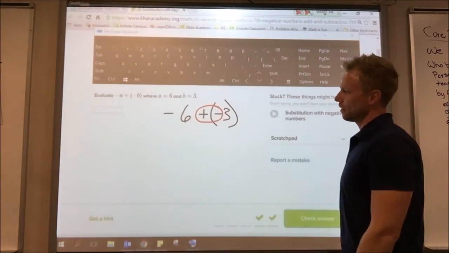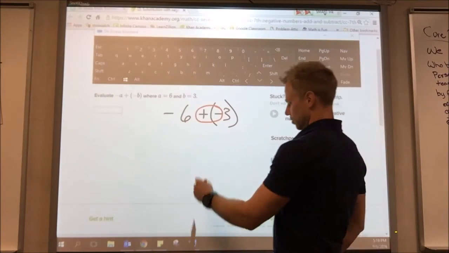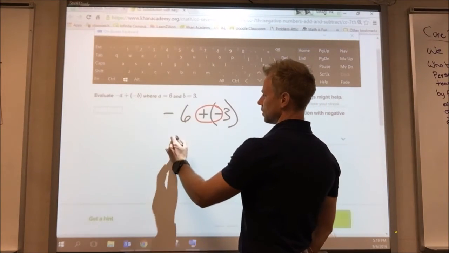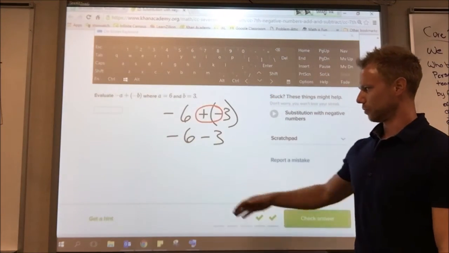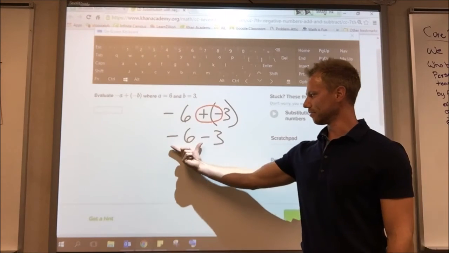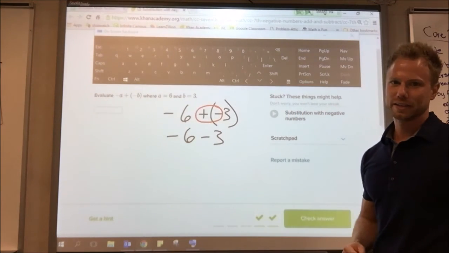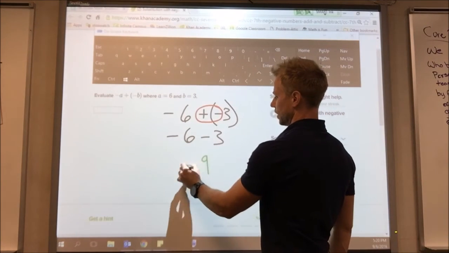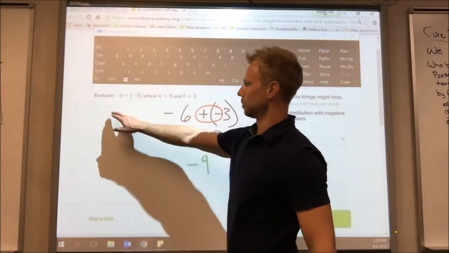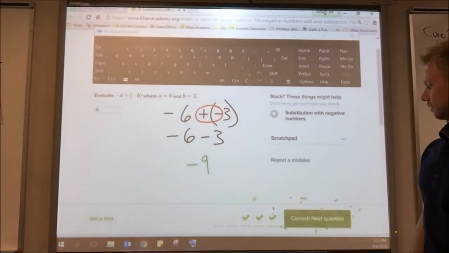All right, there I see unlike signs that are right next to each other. So hopefully we know that turns into a negative. So it becomes -6 minus 3. Now I have like signs. When I have like signs, I add and keep the original sign. 6 plus 3 is 9. The original sign is negative. So it becomes a -9. That's good.